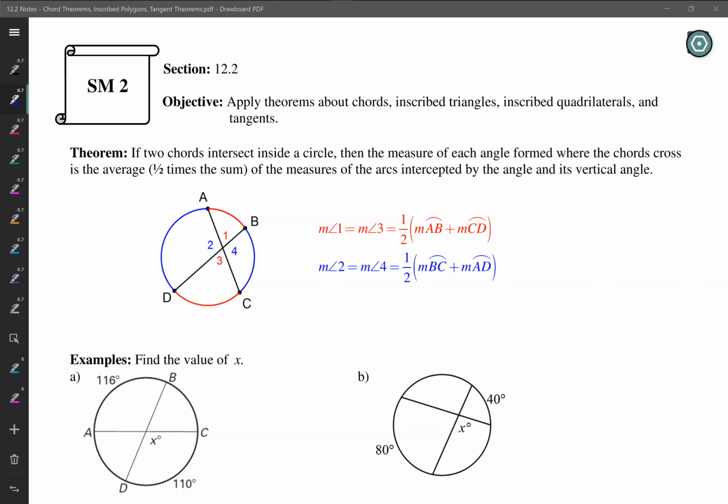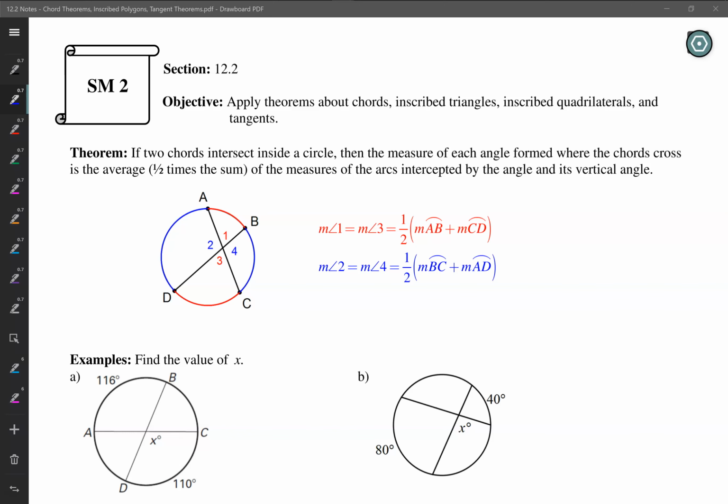In this section, we are going to look at some theorems that involve chords and the angles formed when they intersect inside a circle. We're going to look at what happens when you draw a triangle or a quadrilateral so that all of the corners touch a circle. And we're going to look at some theorems about tangents.